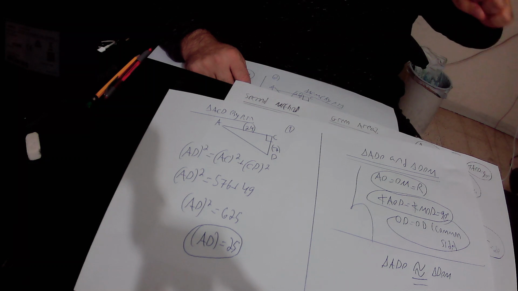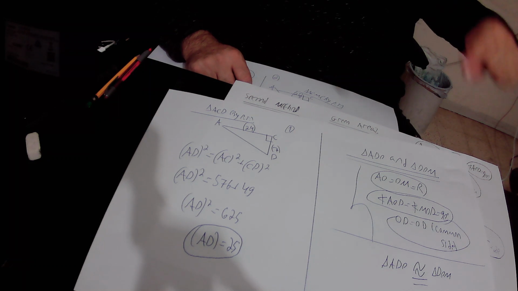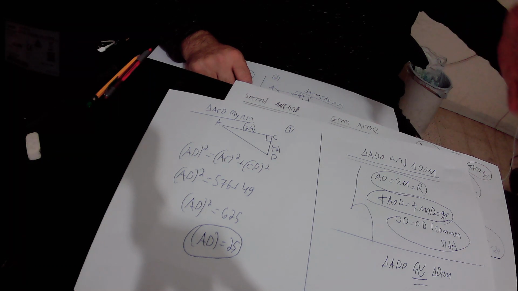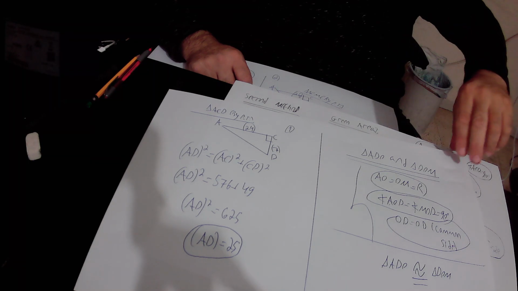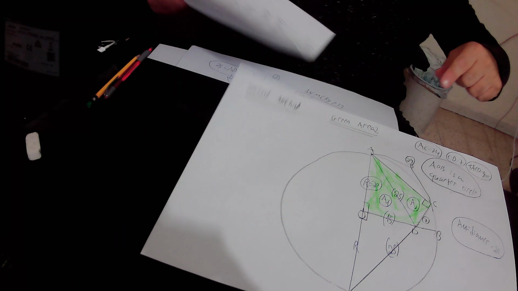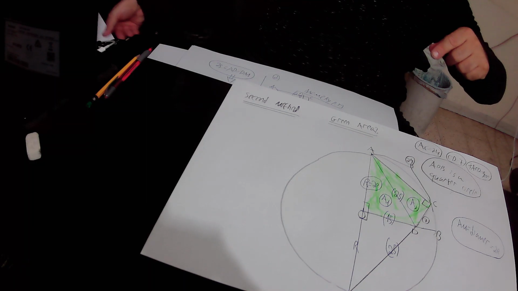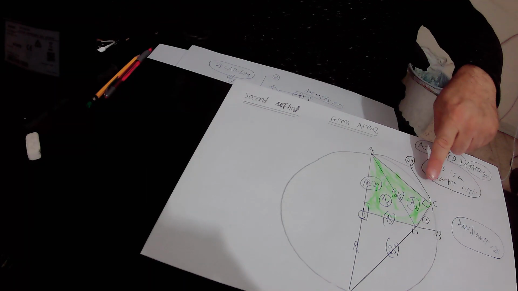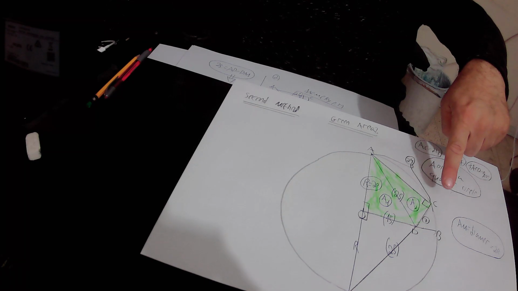So we found out that the right triangle AOD is congruent to the right triangle DOM according to the side-angle-side rule. And from the fact that those two right triangles are congruent to each other, we will derive that AC equals CM.